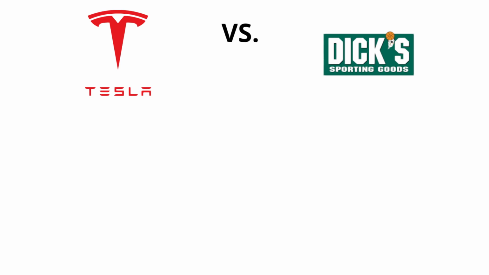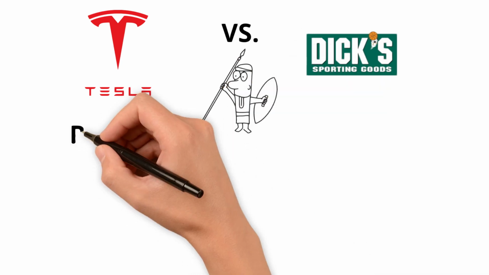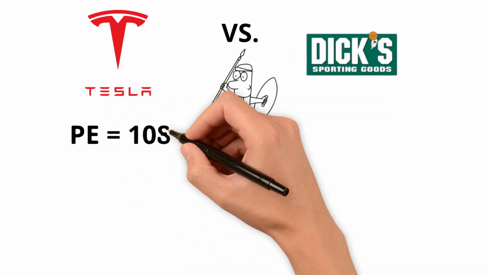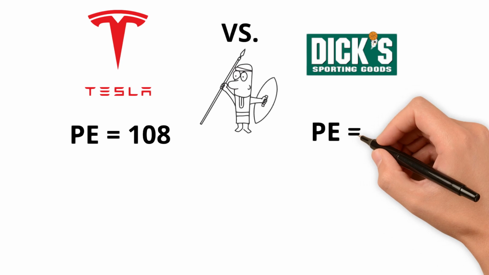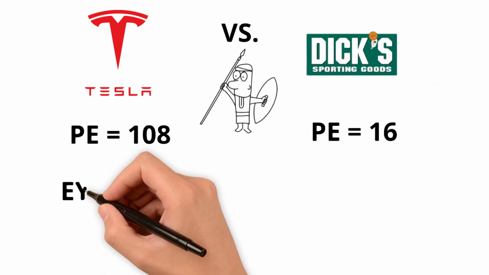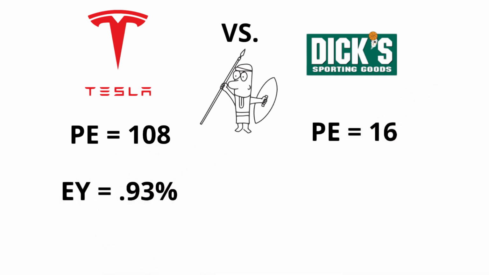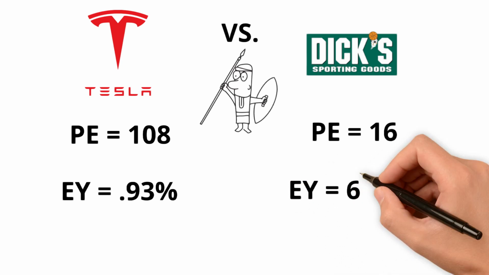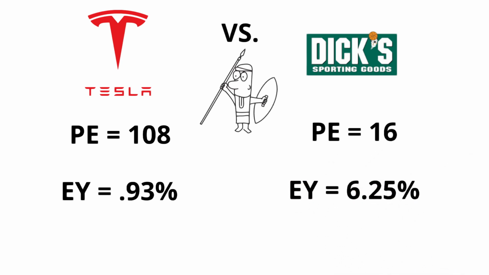Let's compare two real stocks, Tesla and Dick's Sporting Goods. Tesla has a PE ratio of 108, while Dick's Sporting Goods has a PE ratio of 16. What does this mean for investors? Tesla's high PE ratio gives it an earnings yield of just 0.93%. Meanwhile, Dick's Sporting Goods, with a lower PE ratio of 16, has an earnings yield of 6.25%. So, for every $1 invested in Tesla, you're getting about 0.93 cents of earnings compared to 6.25 cents for Dick's.